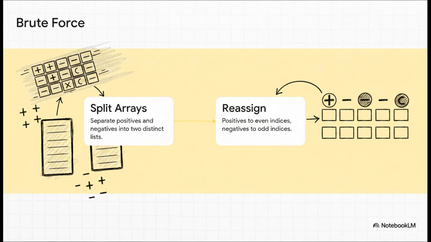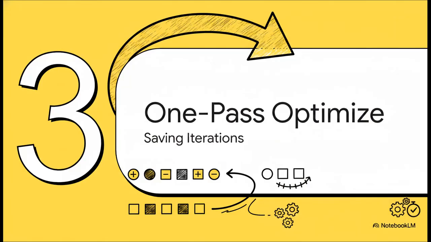Now for step 2, we just stitch them back together. Think about it. Positives always sit at index 0, 2, 4, the even seats. Negatives sit at 1, 3, 5, the odd seats. So we just loop through our separated lists and place the positives at index 2 times i and the negatives at index 2 times i plus 1. Easy.